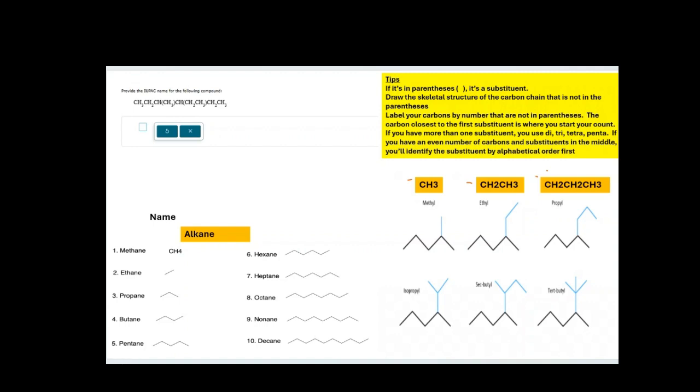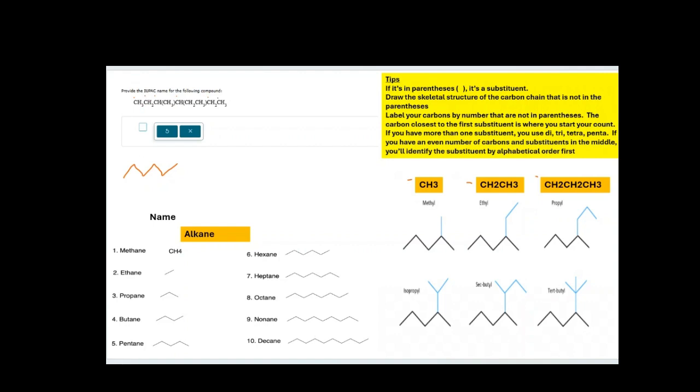My tip is you want to draw the skeletal structure of the carbon chain that is not in parentheses. By this, I mean I would count my carbons right here. So I got 1, 2, 3, 4, 5, 6. Because I have those 6, I'll just draw out 6 carbons. 1, 2, 3, 4, 5, 6. So that matches my count. And then what I want to do next is see where I have my groups on.